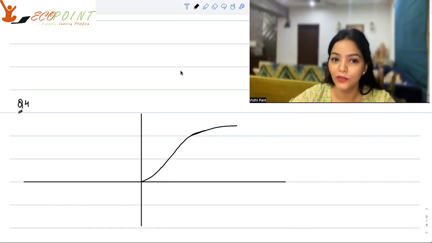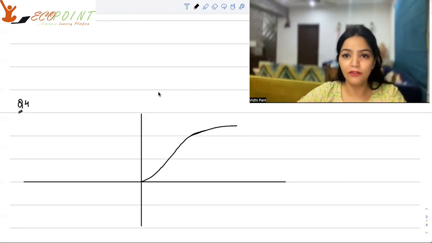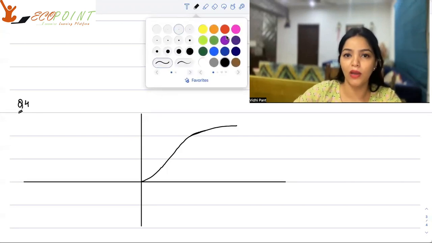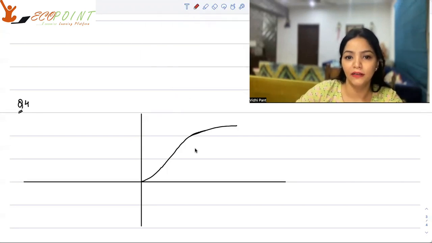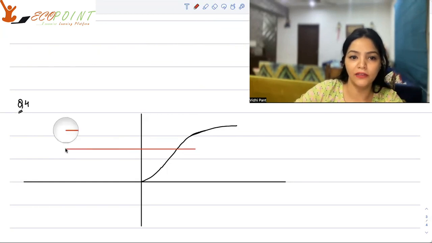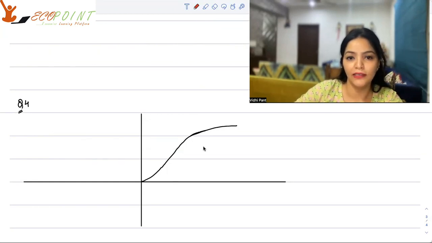Absolutely, yes. So now I'm going to extend this as an even function as well as an odd function. How can we do that? So even function, what does it require? It requires that the functional value at x and minus x is exactly the same. Right? That's what it tells you.